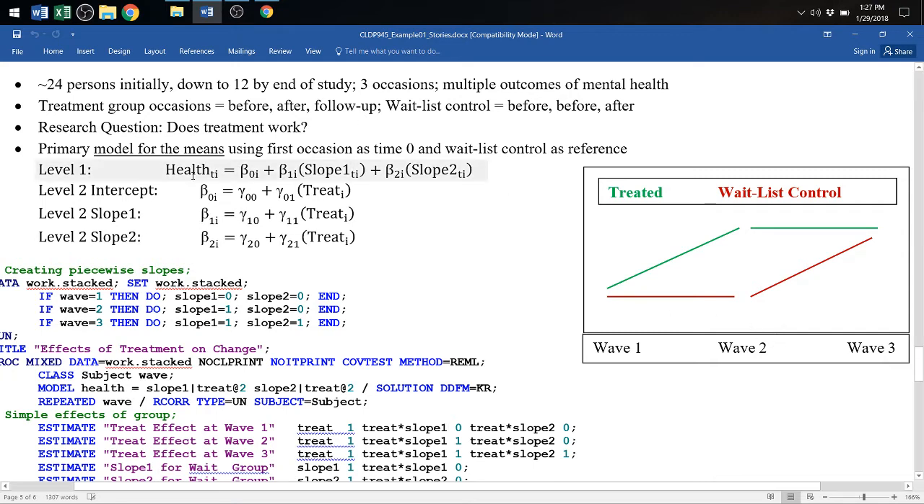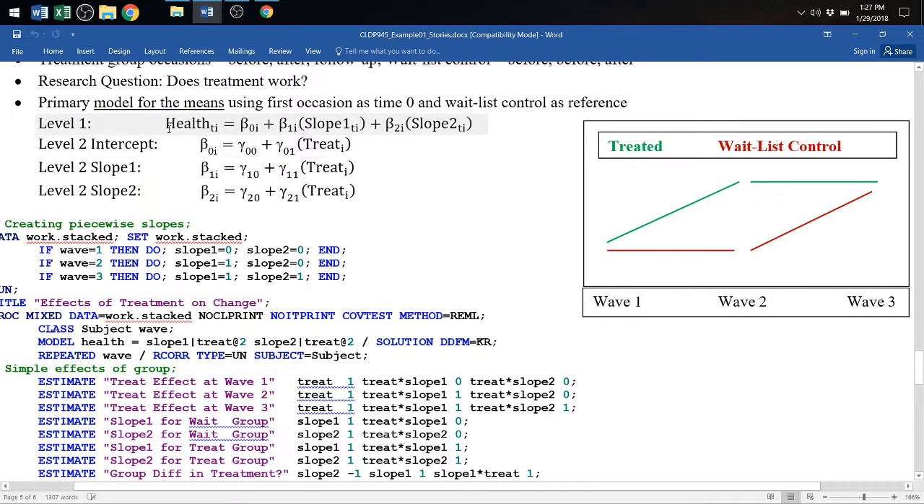So I've written out the equation to be consistent with how we would talk about it for the other ones, although if I were writing up this paper, I probably wouldn't bother with an equation. But this equation doesn't have any residual terms in it. It's the model for the means only, because what I would do for 3 occasions for the model for the variance is just let it be unstructured. 3 occasions, that's not a whole lot of parameters. That's 3 variances, 3 covariances.